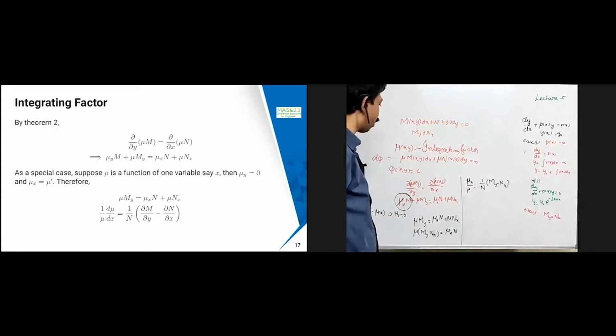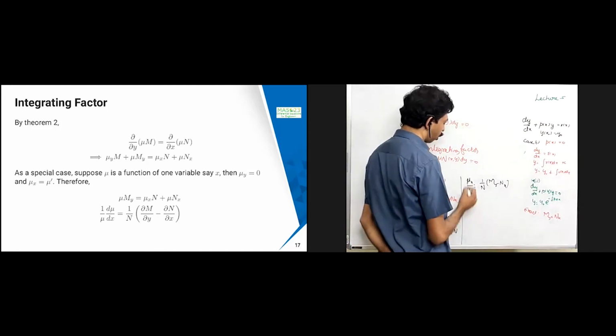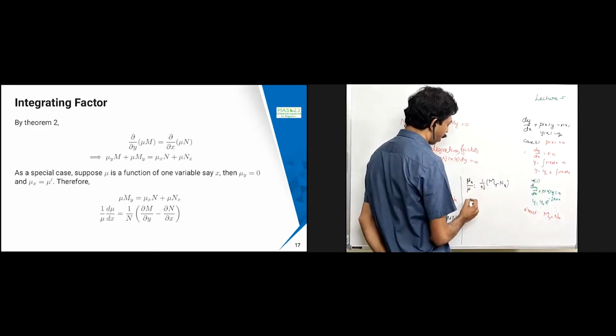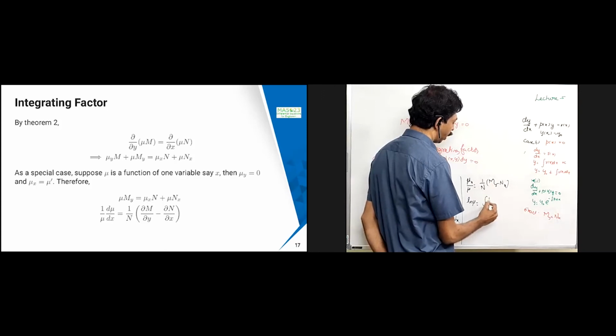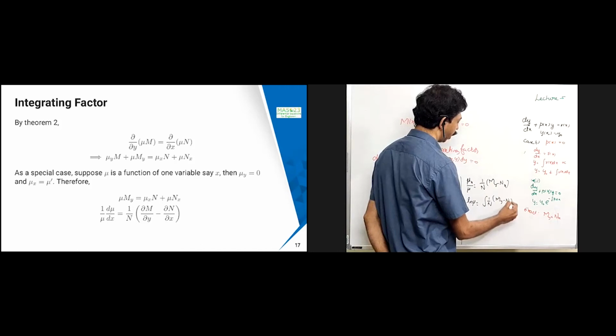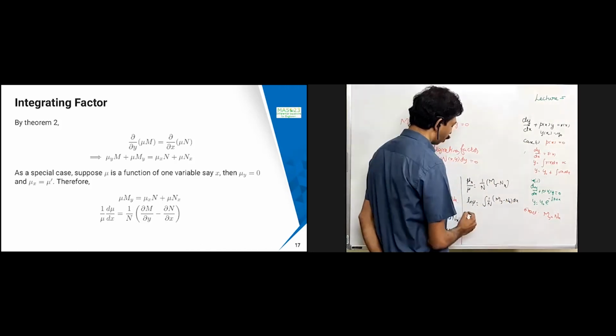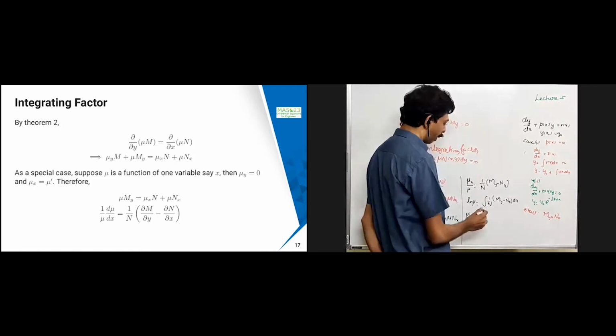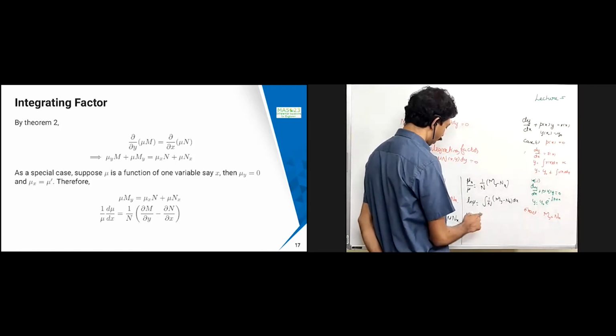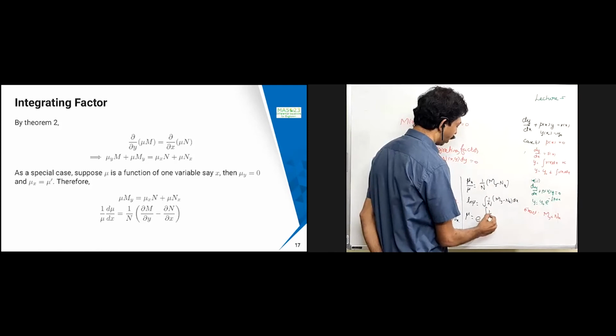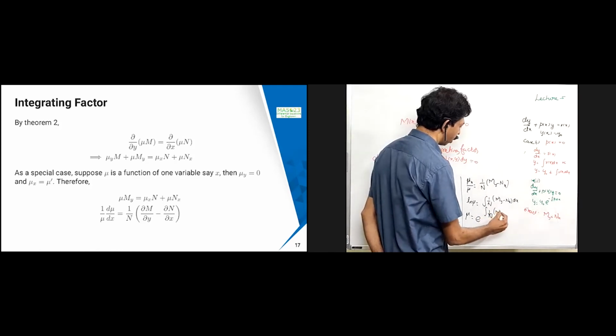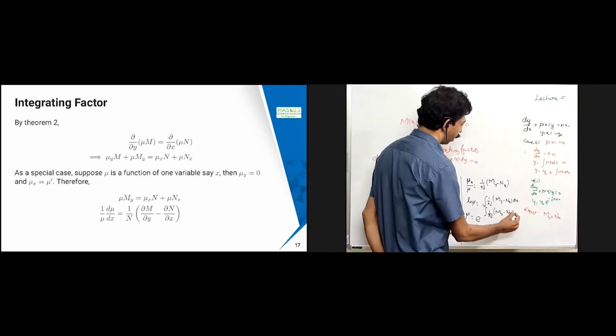Okay. So in that case, I can integrate this one. This is going to become ln nu equals the integral of 1 by n into (my minus nx) dx. Therefore nu is going to become e power integral of 1 by n into (my minus nx) dx.